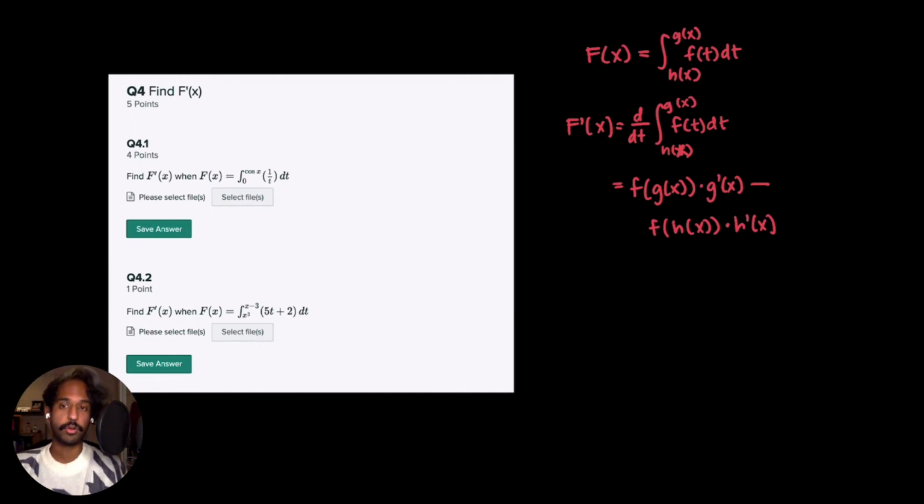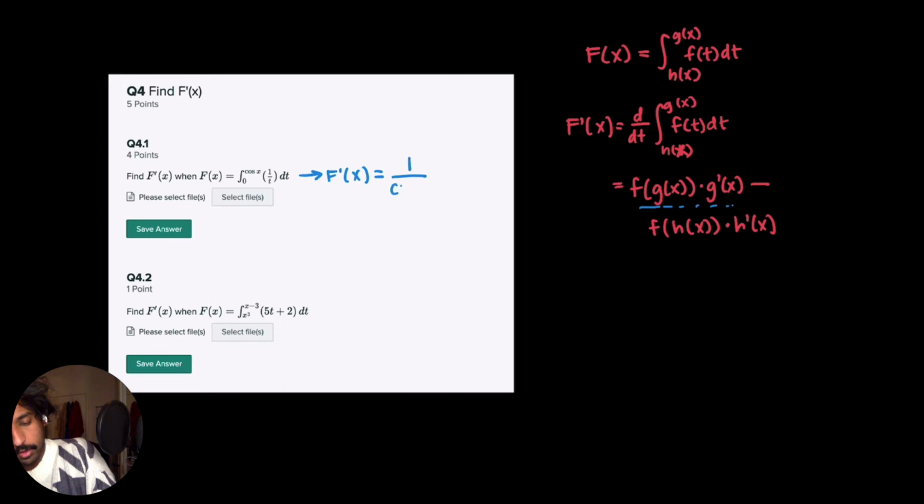F of x equals the integral from 0 to cosine x of 1 over t dt. And so the way we would do this, we know F prime of x is going to be equal to, and we're going to follow this rule. The first part is our upper bound. It's f of that, so I see f is 1 over t, so it's going to be 1 over cosine of x times the derivative of cosine of x.